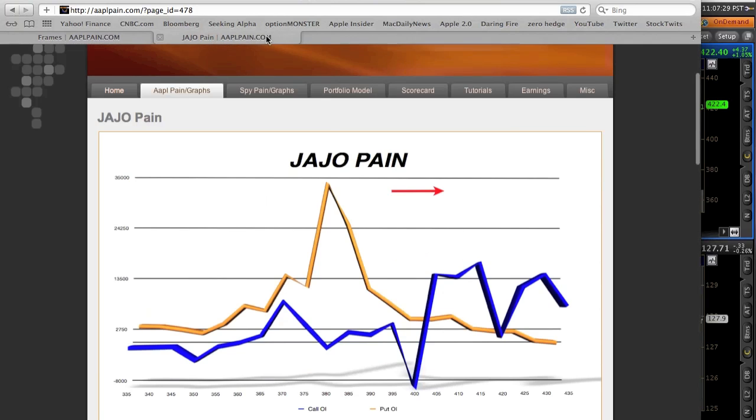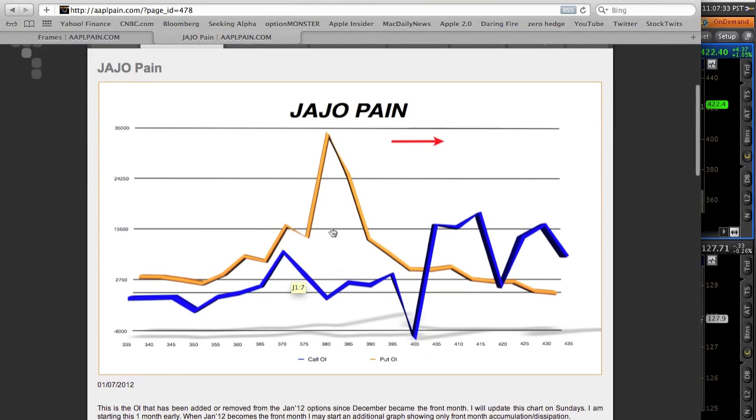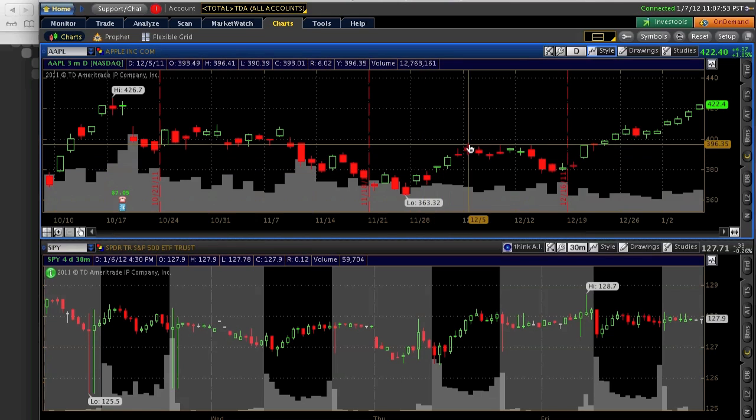And that's what we have over here on this JJO graph. The 380 built up, and that was our backstop. And there were not very many calls. Whenever you get something like that, it's going to be moving higher, and Apple is going to reverse course. That's exactly what happened right here. All of a sudden, it got that 380 backstop, and higher it went.